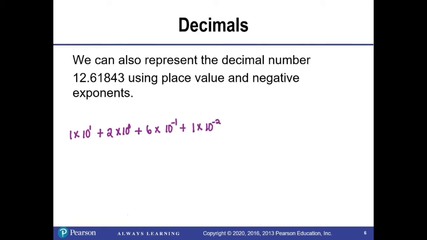Plus 1 times 10 to the negative 2, that's our hundredths place. Plus 8 times 10 to the negative 3, that's the thousandths place. Plus 4 times 10 to the negative 4, that's the 10,000ths place. And then last we have 3 times 10 to the negative 5, that's our 100,000ths place.